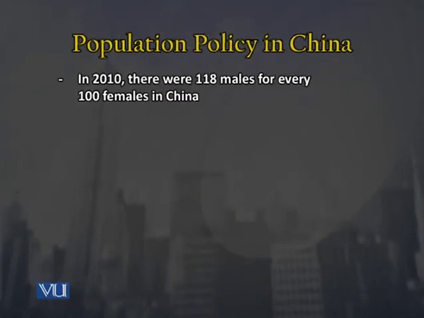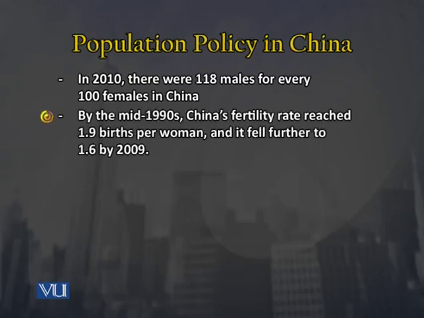We see a similar kind of a trend in India as well, but overall here we can see that this is something which can be really alarming. Again, if we look at the implications of the policies that have been promulgated in China, they have managed to control the fertility rate by the mid-1990s up to 1.9 births per woman, and it fell further down to 1.6 by 2009. So you can see that this rate is below the replacement level.